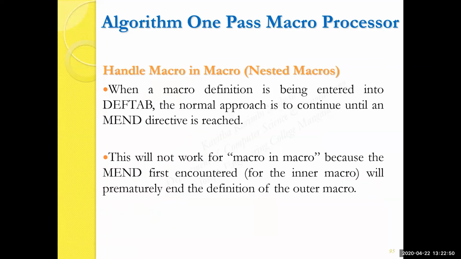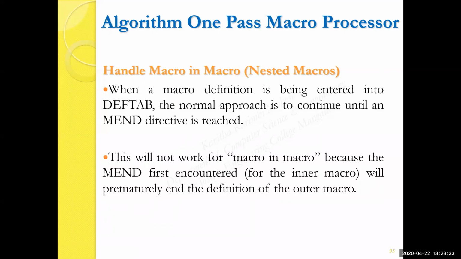One point that needs attention here is handling of nested macros, that is, one macro definition enclosed within an outer definition. We call such macros nested macro definitions. When a macro definition is entered into the definition table, generally the approach is to go on saving the definitions till the MEND directive is encountered. So if one macro definition is nested inside another macro, when MEND is encountered, there is a possibility that the MEND would be misinterpreted as the end of the macro definition of the outer macro.